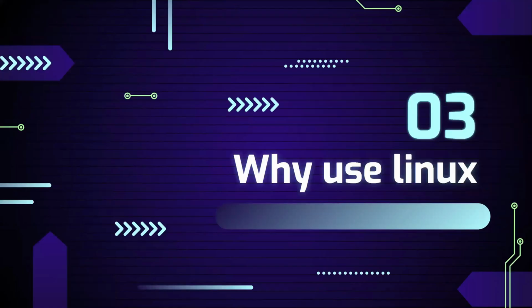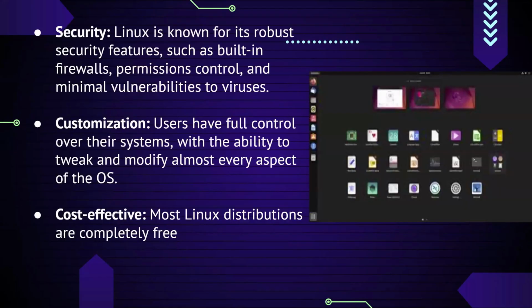So, third, why do we use Linux? Security. Linux is known for its robust security features such as built-in firewalls, permission control, and minimal vulnerabilities to viruses. Customizations. Since this is open source and Linux is a bit more open, you can first choose which distribution you want. Linux Mint is going to look 100 times different than Ubuntu Linux. Even though they're running the same software, the skin and the abilities that you can do on there are all different. So you have a lot of customization of what you choose.